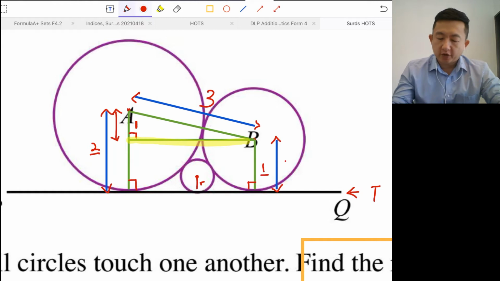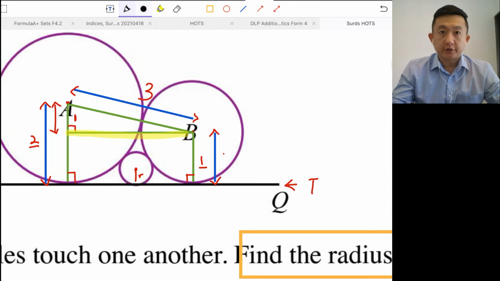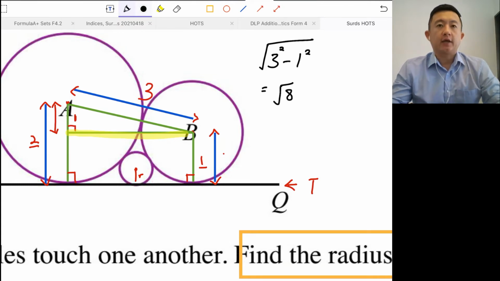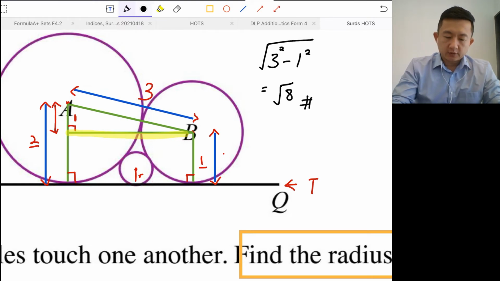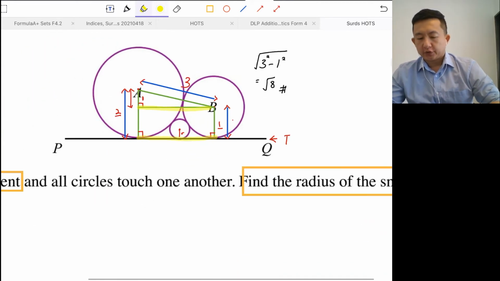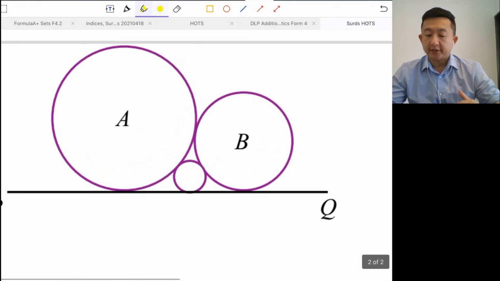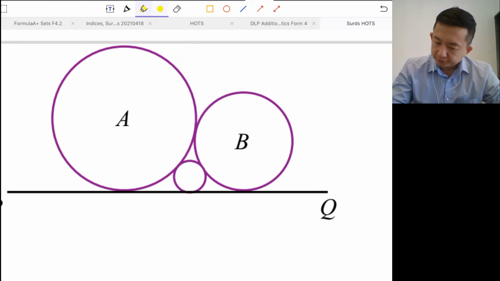So you know that in a right angle triangle, what formula can you use? Pythagoras Theorem, right? So 3 squared minus 1 squared. With a square root, you have root 8, surd 8, square root 8. So this is square root 8. This will be square root 8 as well. I'm going to construct it with another diagram, the same diagram. I'm going to construct it a different way. Remember, square root 8.